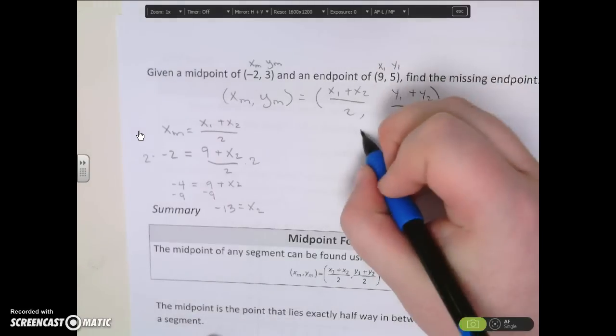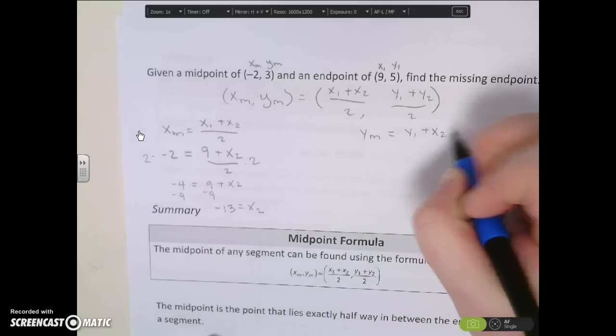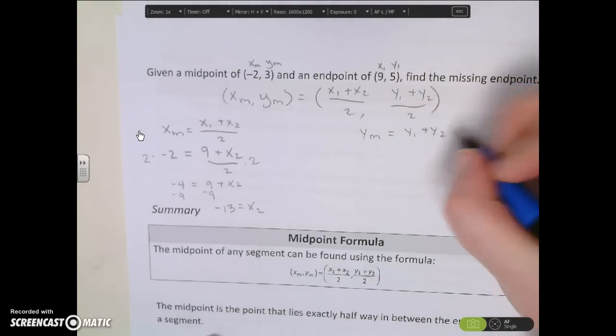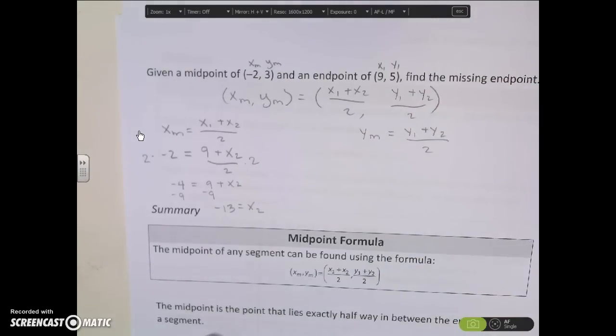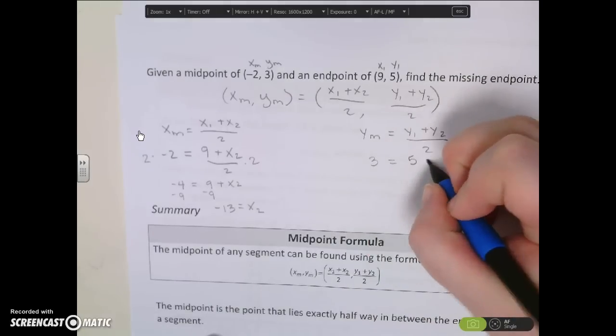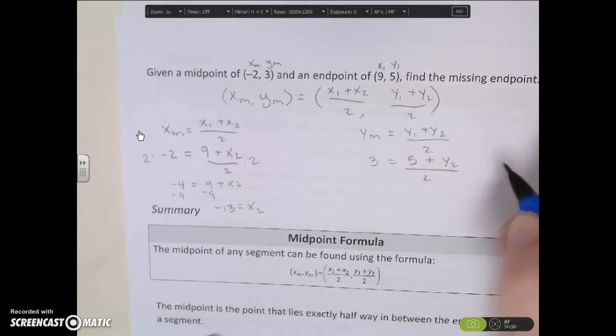Do the same thing for the y's. Ym equals y1 plus, not x, but y2 over 2. Plug in what we know. Ym is 3, y1 is 5. I don't know the second y value.